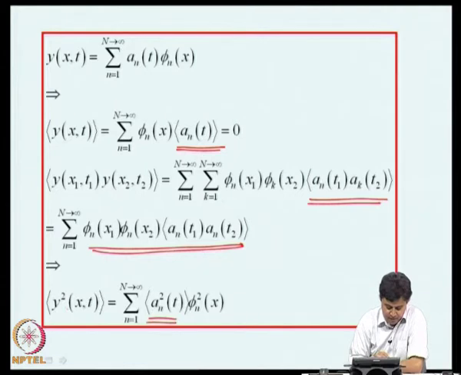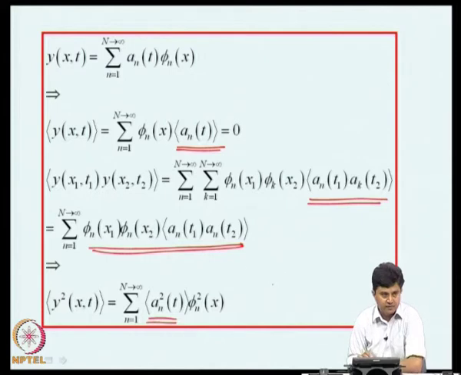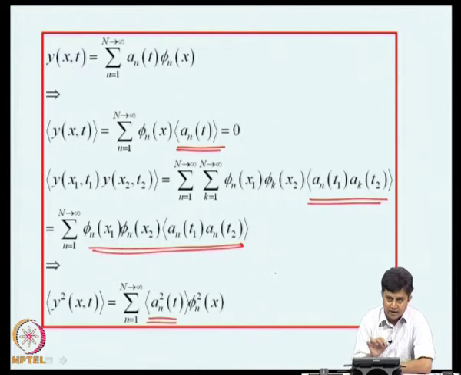That means, in computing variance of the total beam displacement y of x comma t, there are no cross terms, no contribution from cross terms involving product of a n of t and a k of t. This is only true for the case of this rain on the roof type of excitation. It is not generally true, but many people use that assumption even when the excitation is not of the rain on the roof type, but that modeling is inappropriate.